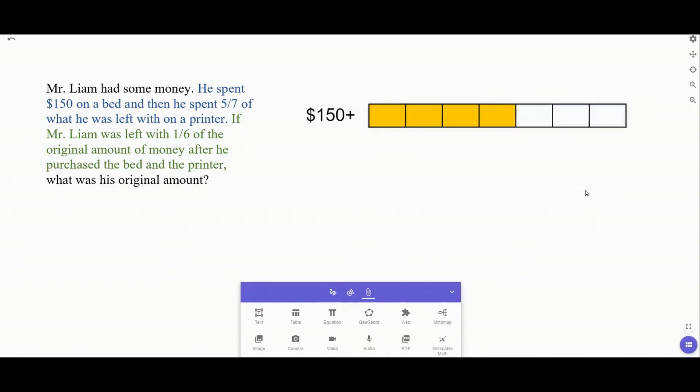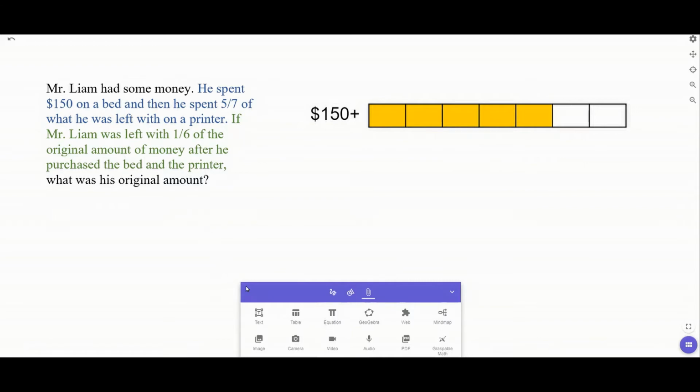So once again, 5/7 of the money was spent on a printer, 5/7 of what was left. And that's exactly what I shaded. I shaded 5 out of 7 of the parts that he was left with after he bought the bed. Now, this represents his original amount of money.